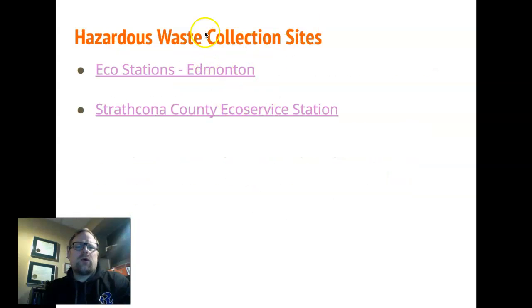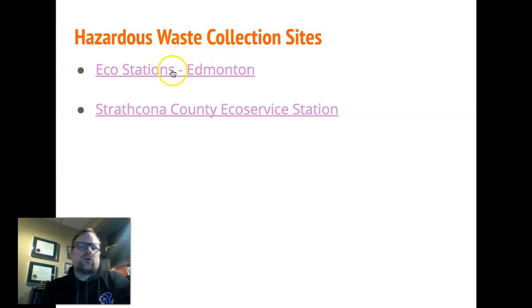So I just wanted to point these two out. I'm not going to really spend much time with them, but I don't know if Beaver County has something similar. I would imagine they do, but there are eco stations and eco service stations in both Edmonton and Strathcona County where you can get rid of this hazardous waste, and you literally bring the containers in, drop them off, and they handle disposing of it in an environmentally conscious way.